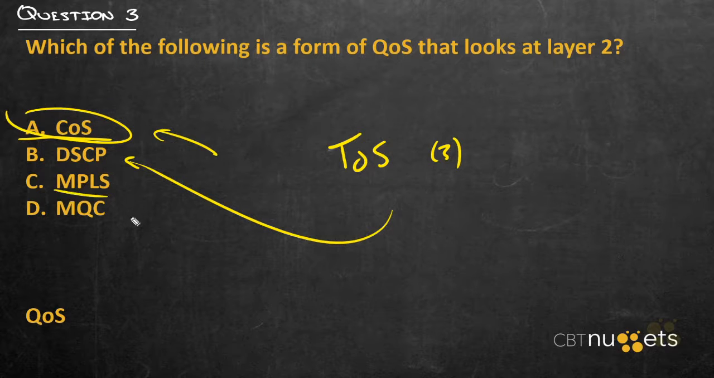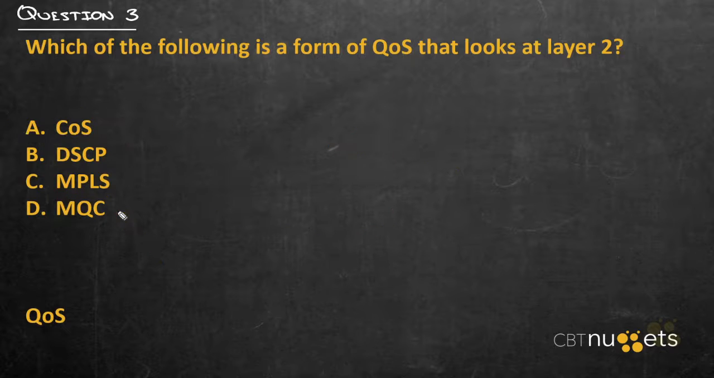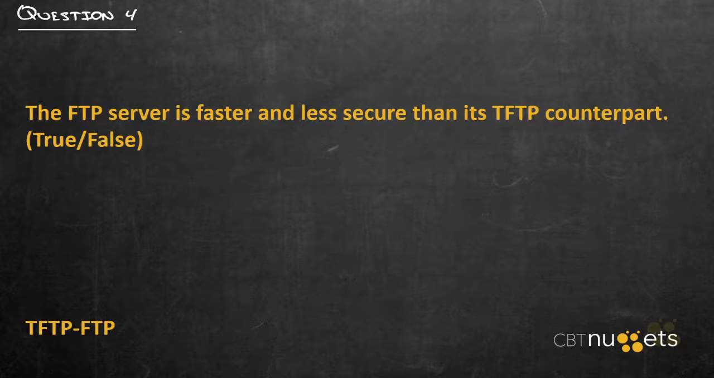MPLS is a wide area network technology, and MQC is the mechanism, more of the structure that Cisco created. It's the modular QoS CLI that they use to implement quality of service within the configuration. And last question. True or false? The FTP server is faster and less secure than its TFTP counterpart.